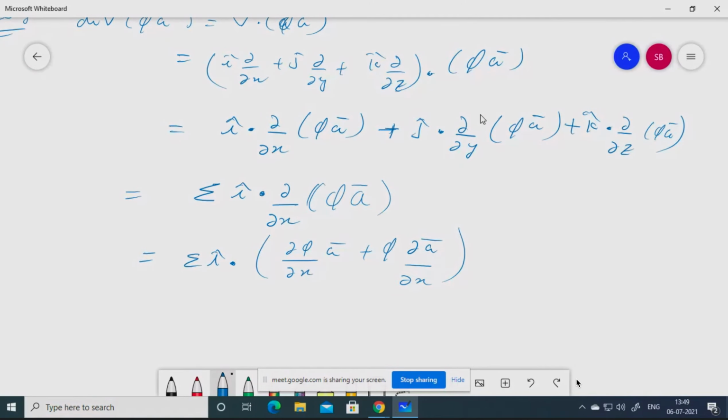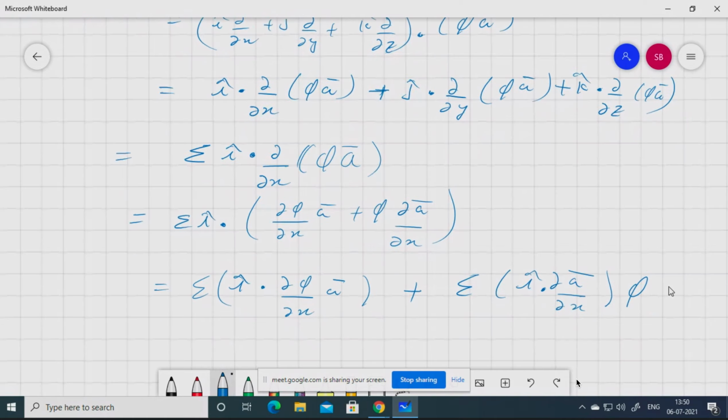So now this thing will be equal to summation i dot dou phi by dou x a bar, this one part, plus, again I will get summation i dou a bar by dou x phi. Can I write like this? Because phi is a scalar function. Here also a dot product. Is it or not?